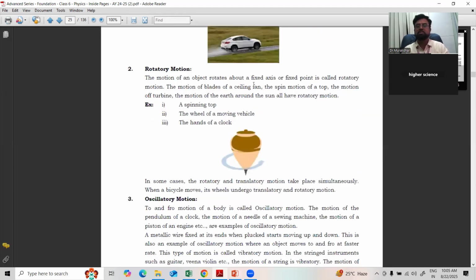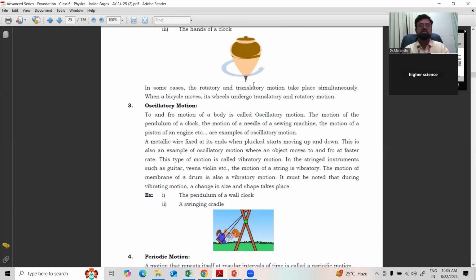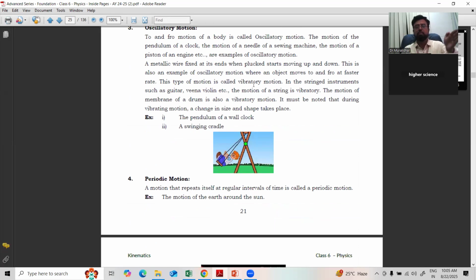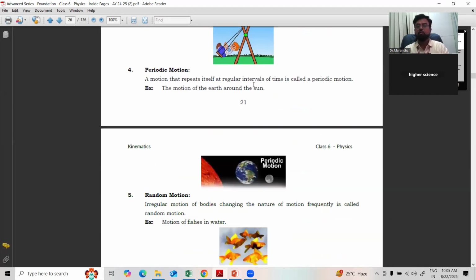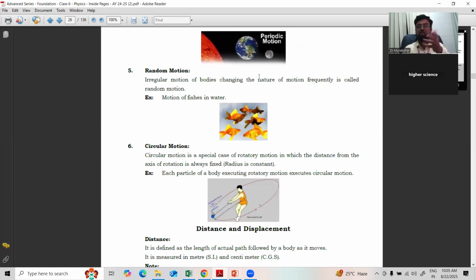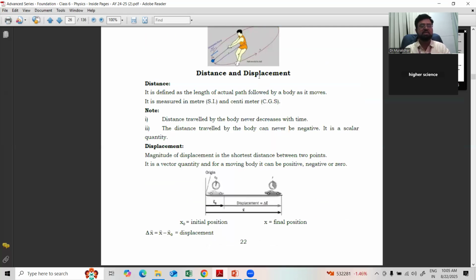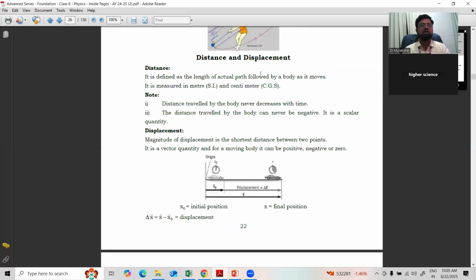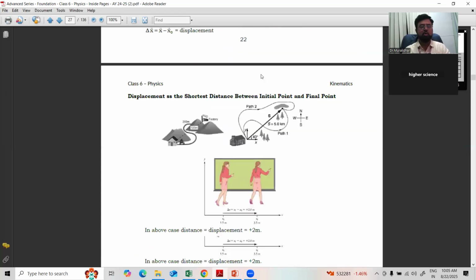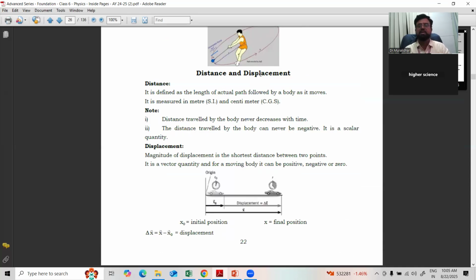Then rotatory motion, you can see about a fixed point, like a top. Oscillatory motion, to and fro from the same point. Periodic motion, like the earth revolving around the sun. Random motion means irregular, zigzag. Circular motion, right? These are the points we discussed in the last class about the types of motions. Okay.